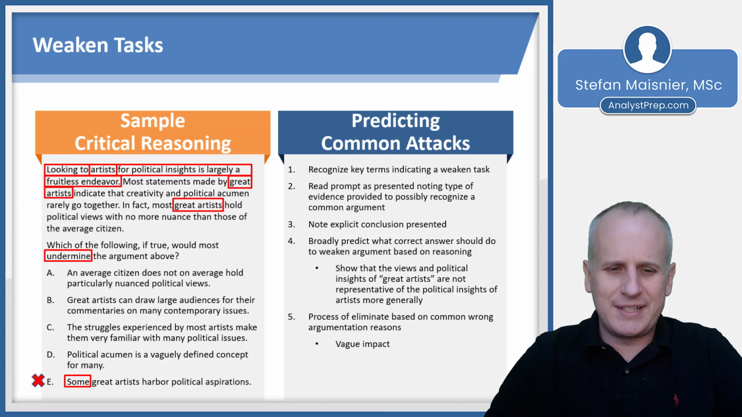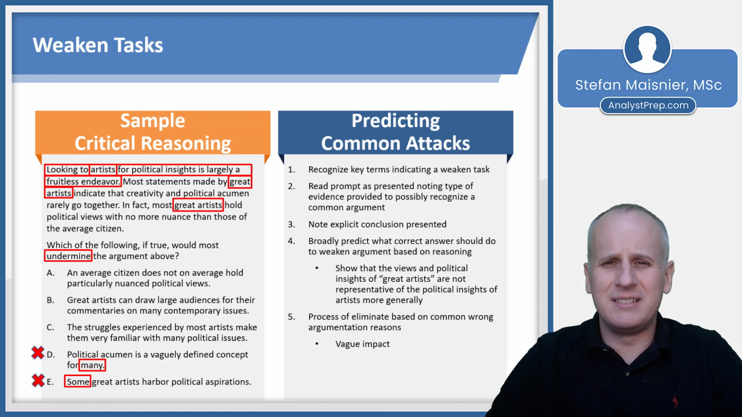Now, choice D, we've got another vague term. We've got many, and it says political acumen is a vaguely defined concept for many. Okay, so be it, but that doesn't address our issue of artists and great artists. So again, we can just focus on that ambiguous term because we don't even know if that's for the artist, the great artist, the average citizen. I don't know who this many refers to.